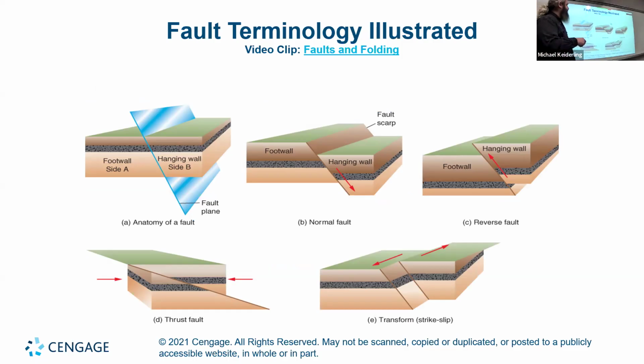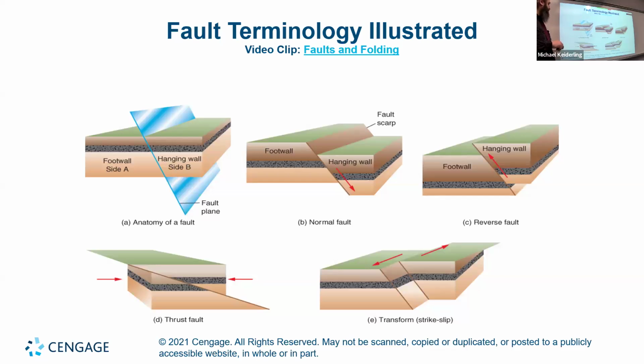If the hanging wall slides down, that is a normal fault. And you get a fault that looks like that. Here, if the hanging wall slides up, because the two sides are squeezed together, this is a reverse fault. And a particular type of reverse fault, where the fault plane is at a very shallow angle, is called a thrust fault. And then this is a transform or a strike slip fault, where the hanging wall and footwall don't move up or down, they just move side to side.